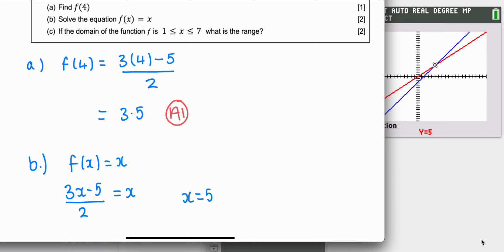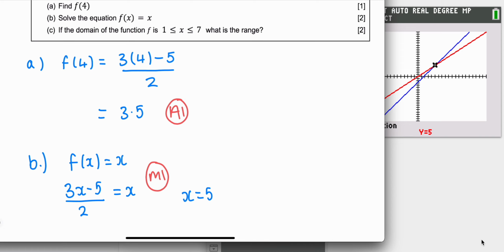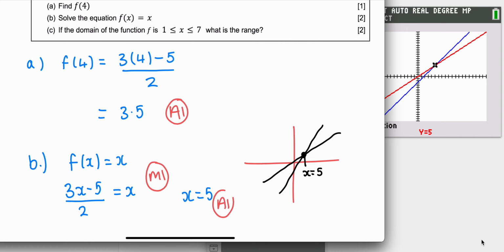So for this question, there was one mark for some sort of method shown. So that could have been for showing this part here, or we could have sketched the function. So we could also have shown that the graph looks something like this, and that we found this part here where x is 5. So something for the method, and then 1 mark there for the answer.